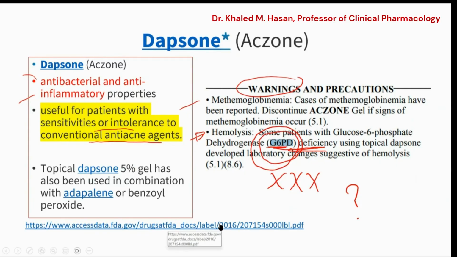And if you click on this one screenshot, I got it from the drug prescription. If you click on the link here, they will take you to the full drug prescription, and you can read the information about Dapsone. So how many medications so far? Okay, the first one, benzoyl peroxide. The second one, azelaic acid. The third one, salicylic acid. And number 4, Dapsone. Okay.